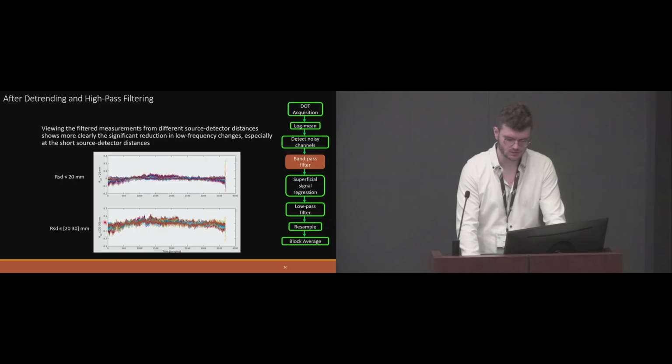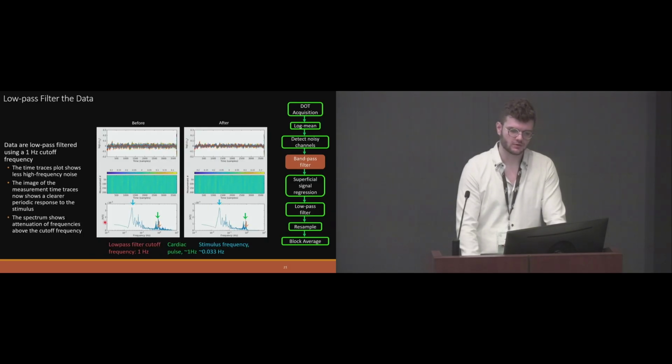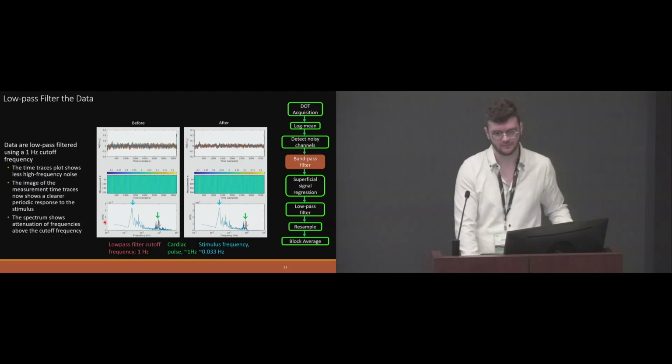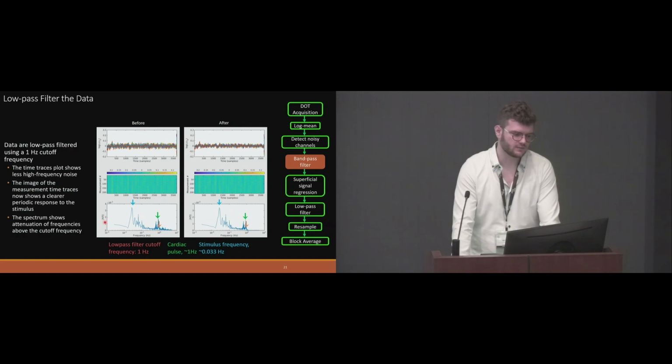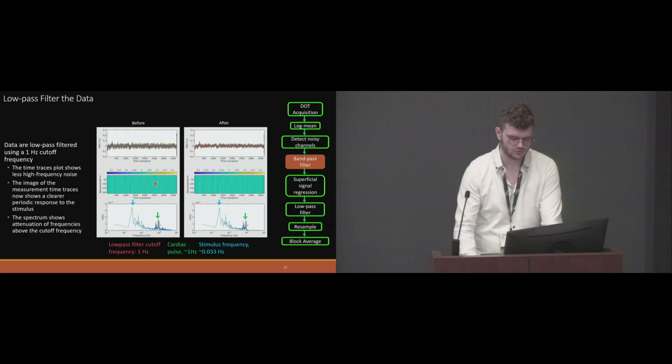Next step after our first high-pass filter is to low-pass filter the data as part of the full bandpass filtering step. Here we chose a low-pass filter cutoff at 1 hertz. The time trace plot at the top shows less high-frequency noise now. And then the image of the measurement time traces, which is this middle plot, shows a bit clearer periodic response to the stimulus. And what that is are these yellowish vertical lines that are occurring every so often.